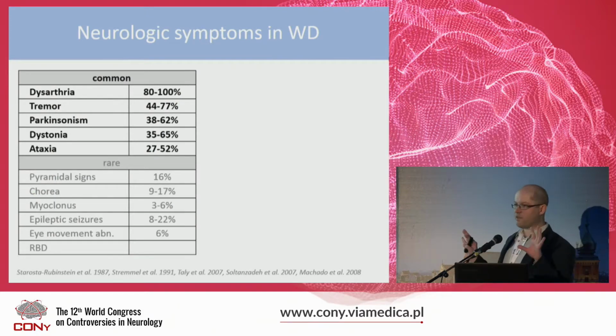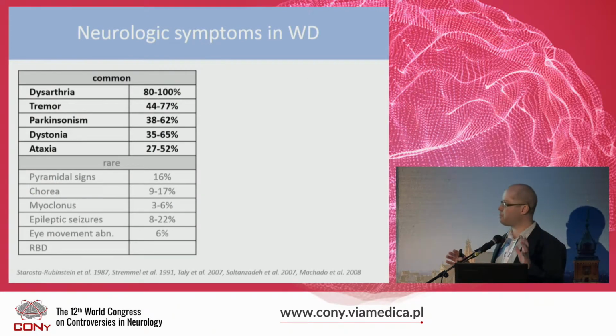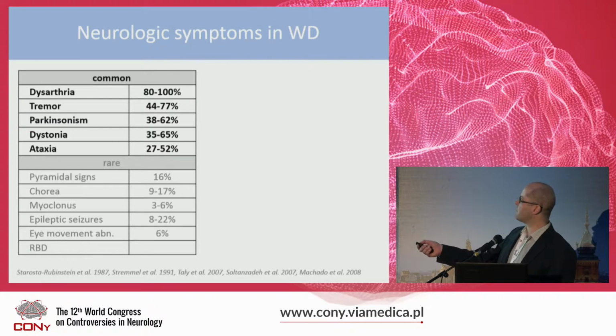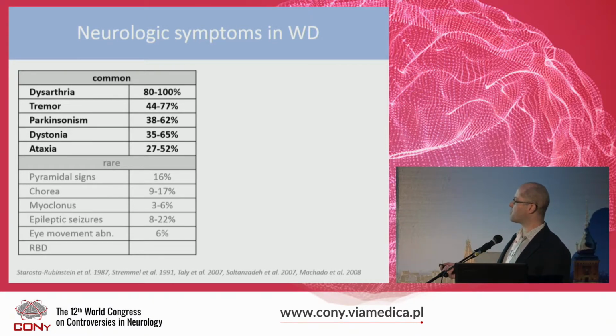Okay, so the phenotypes may be helpful in part of the patients, but in general, most of the patients present with a combined phenotype, and there are common and less common signs. The most common are dysarthria, tremor, Parkinsonism, dystonia, and ataxia. I've taken these numbers from these studies. Much rarer are positive pyramidal signs, chorea, myoclonus, epileptic seizures, eye movement abnormalities, and sleep disorders, including REM behavioral disorder.